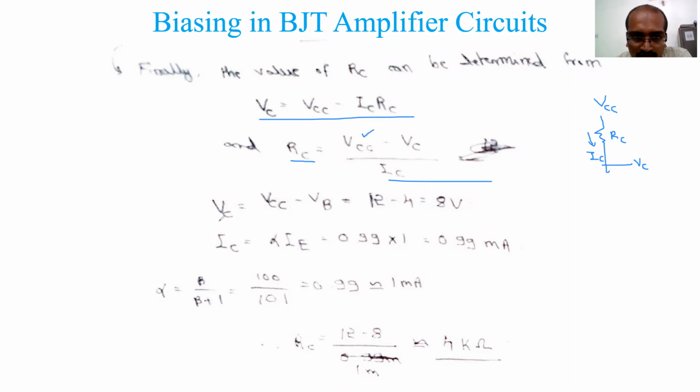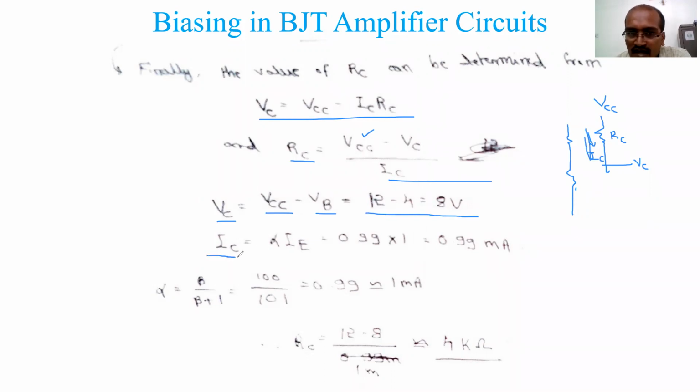How do we calculate VC? VC can be calculated as VCC minus VB, which is given as the collector voltage. So that is 12 minus 4 equal to 8 volt. Because this side VCC is also connected here through VB, in parallel, with R1, R2 connected like this. So this is the VB part, and VB subtracted from VCC will be this part. So 12 minus 4, it is 8 volt.